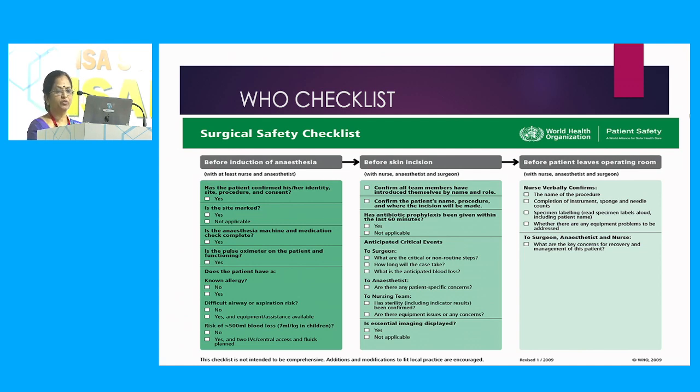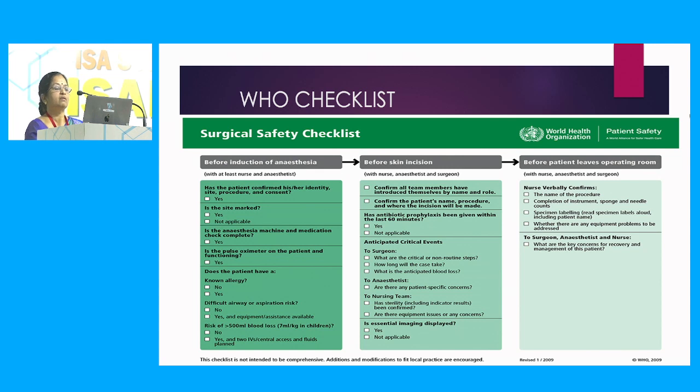Then the timeout procedure with the nurse, anesthetist and surgeon. Confirm all the team members have introduced themselves before the procedure by name and role. Confirm the patient's name. Then whether antibiotic prophylaxis has been given within the last 60 minutes. Then you have to ask, are you anticipating any critical events, to the surgeon, to the anesthesiologist and to the staff nurse. And essential imaging has been displayed.